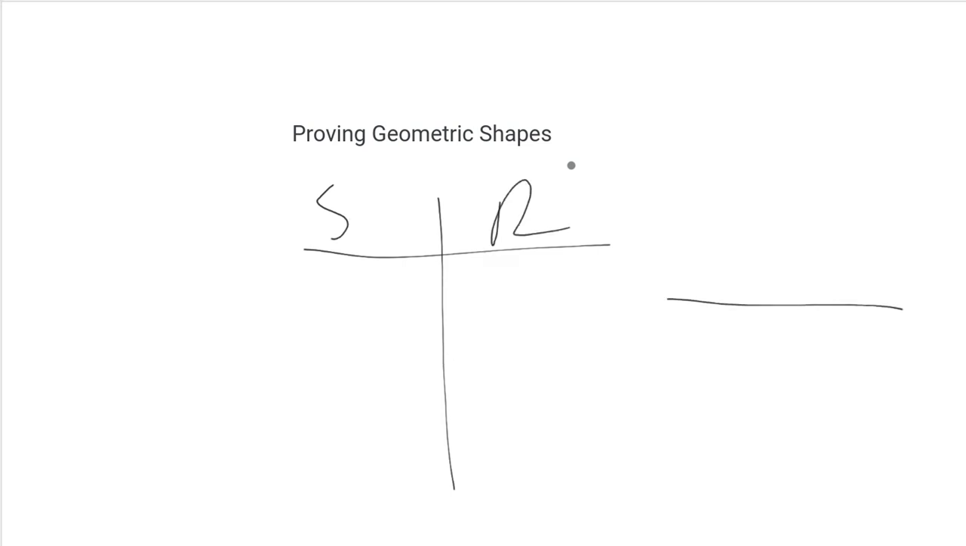Today we're going to be proving geometric shapes. So it's similar to our statements and our reasons, but instead of straight lines or an angle, we're going to kind of put those together and say, if we had two angles together, how could we make it into a straight line?